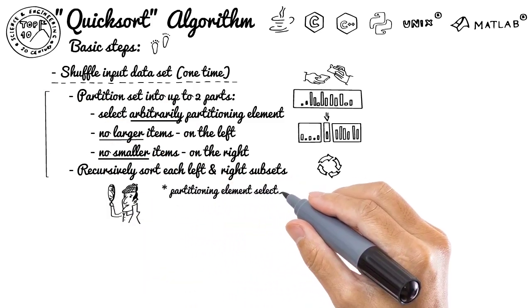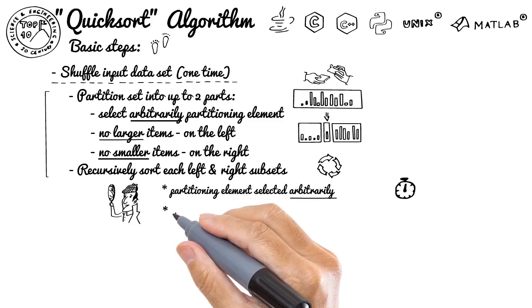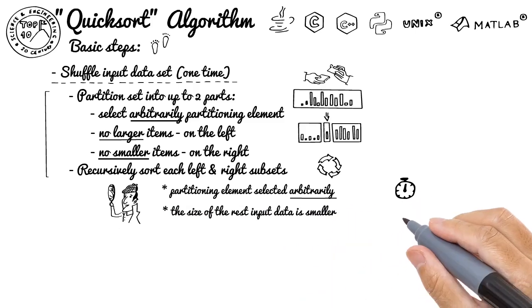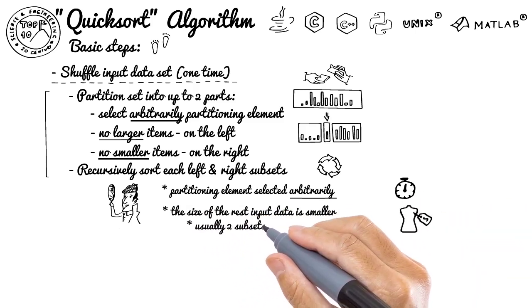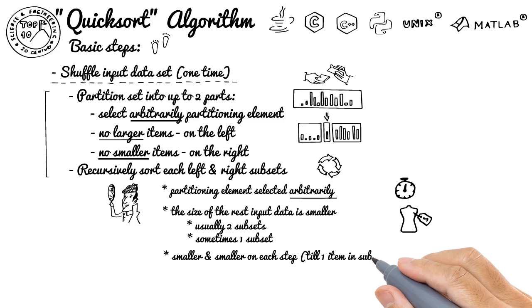Partitioning element is selected arbitrarily, instead of spending time to find arithmetical mean value or any other way. That's a huge runtime saver on each step. Once partitioning element is selected, the size of the rest of the input dataset will be one item smaller. In most cases there will be 2 subsets, on the left and right sides, so the size of each subset will be even smaller. Sometimes it could be even 1 subset instead of 2, if the arbitrarily selected partitioning element is the leftmost or rightmost. So we have smaller and smaller input set sizes on each further step of recursion, until reaching just 1 element on each subset.